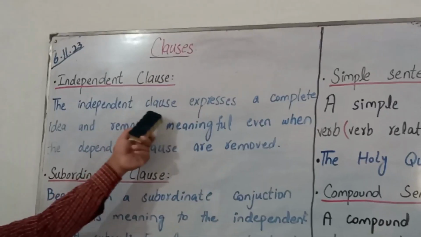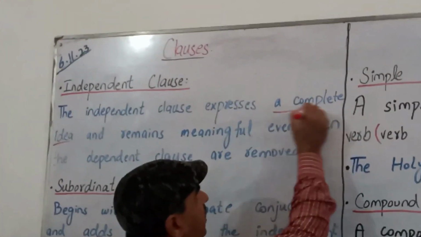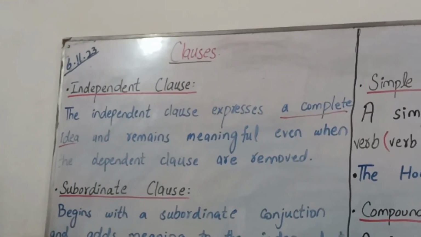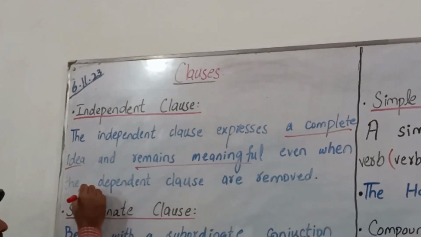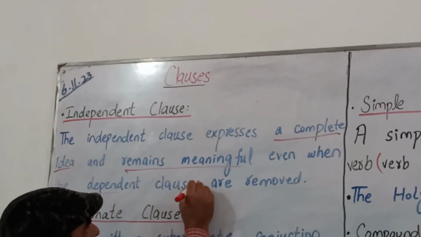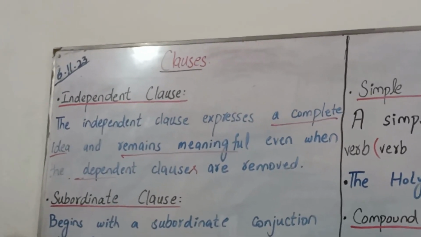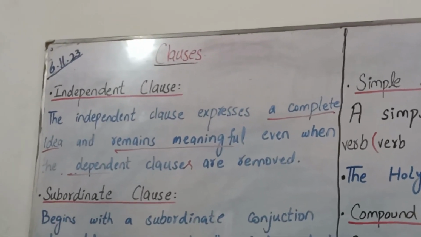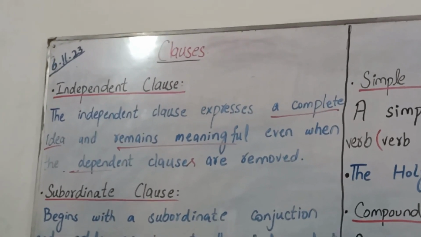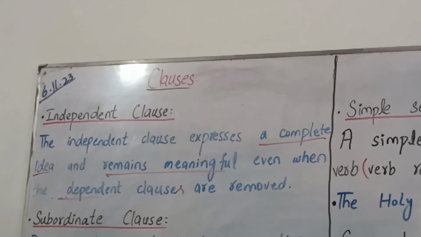Today we will study clauses. Independent clause. The independent clause expresses a complete idea, and remains meaningful even when dependent clauses are removed. Clear? It gives a complete idea, it gives complete meaning. Independent clause gives complete meaning, and it can stand alone. It can give meaning alone. If we remove other clauses from it, even then it gives the meaning.